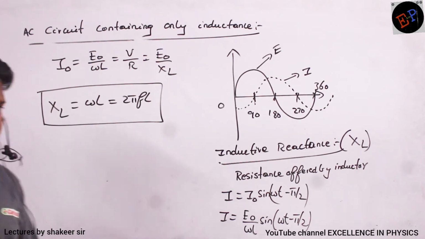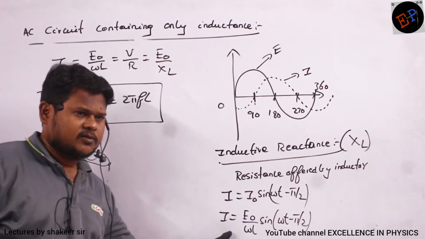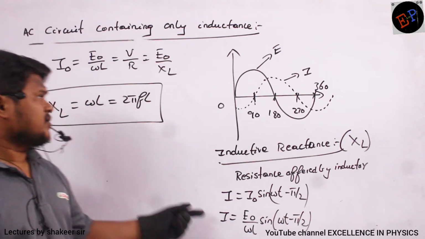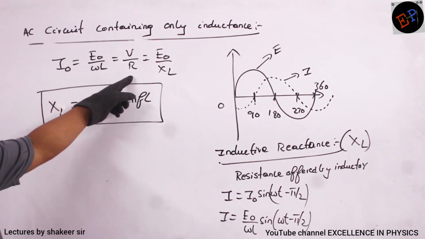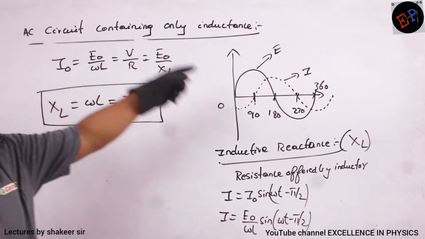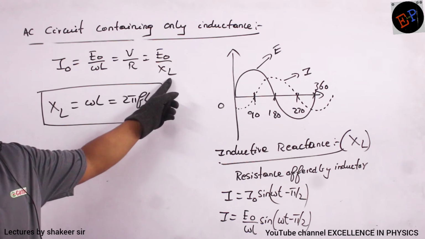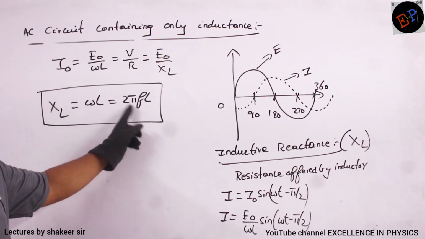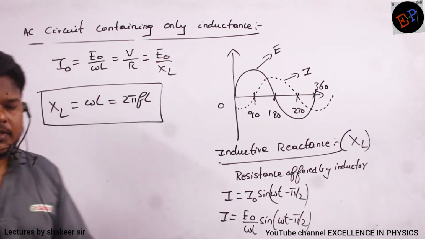Do you understand? This is the equation which I got, no? This equation I am comparing with Ohm's law. What is Ohm's law? I is equal to V by R. So the resistance should be omega L. That resistance offered by the inductor is called XL. So XL is omega L, and omega is 2 pi f, so 2 pi f L. Are you able to understand?